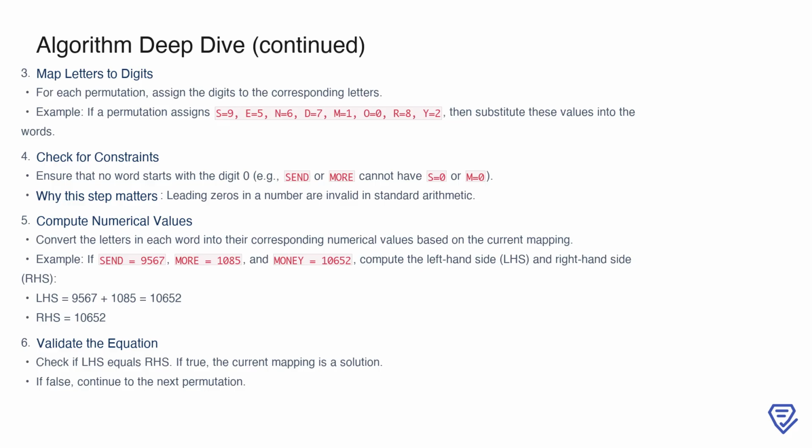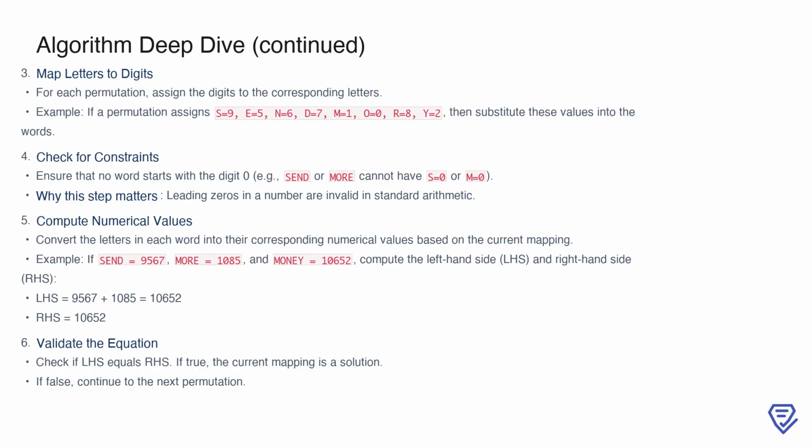After generating the permutations, the next step is to map these digits to the corresponding letters. For each permutation, we assign digits to the letters and substitute the values into the words. For example, if a permutation assigns S equals 9, E equals 5, N equals 6, D equals 7, M equals 1, O equals 0, R equals 8, and Y equals 2, we substitute these values into the words SEND, MORE, and MONEY. Once the mapping is done, it's important to check for constraints. Words cannot start with the digit 0, so assignments like S equals 0 in SEND or M equals 0 in MORE are invalid. This ensures the mappings respect the rules of numerical representation.